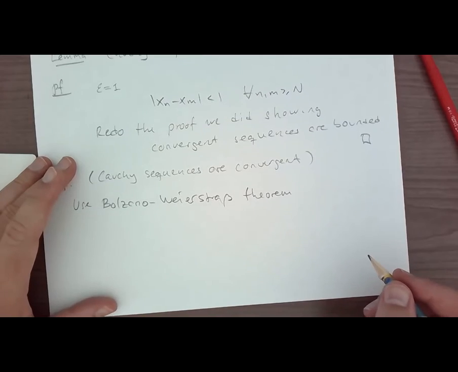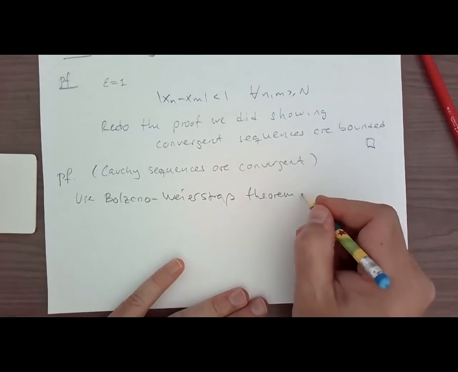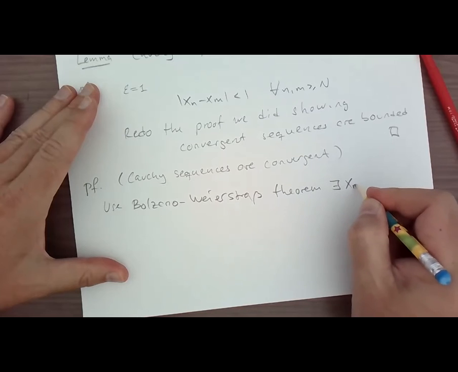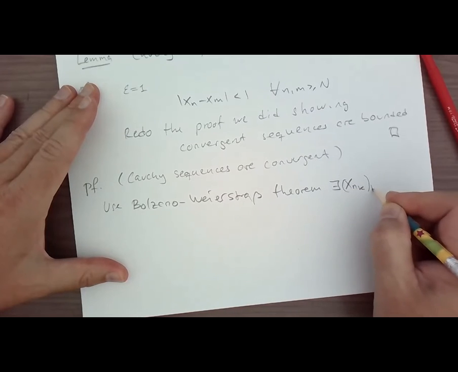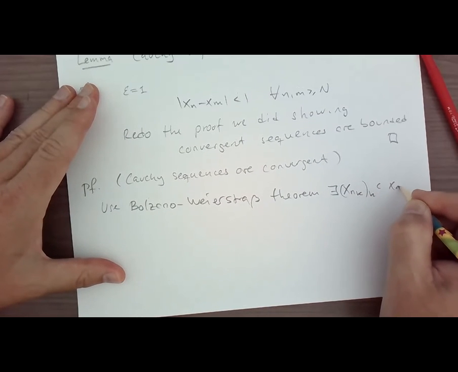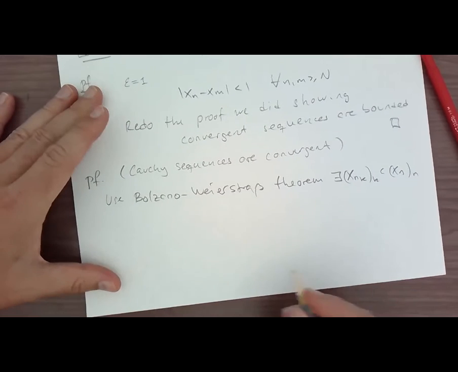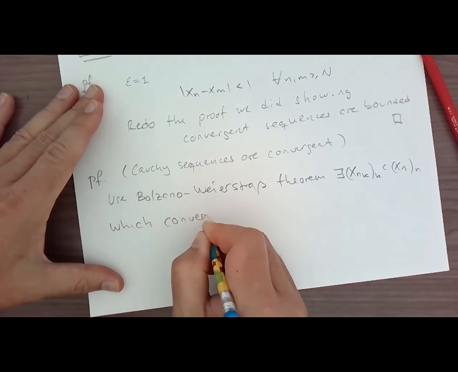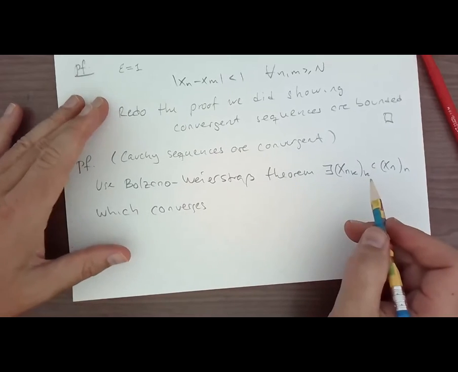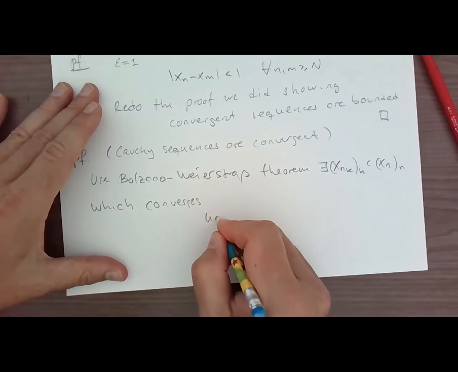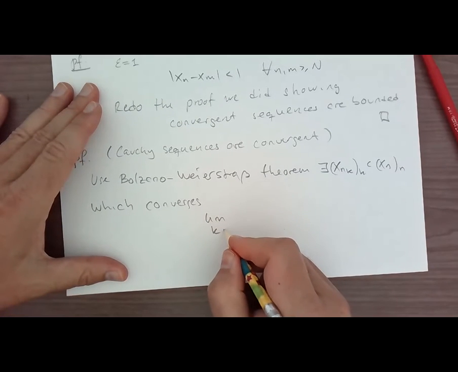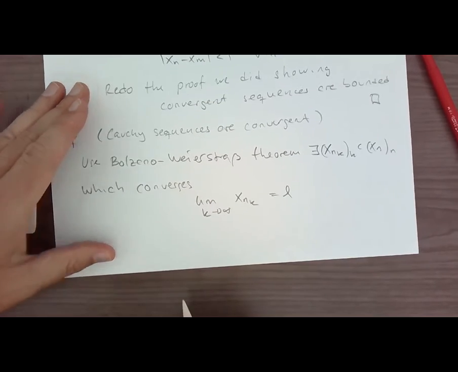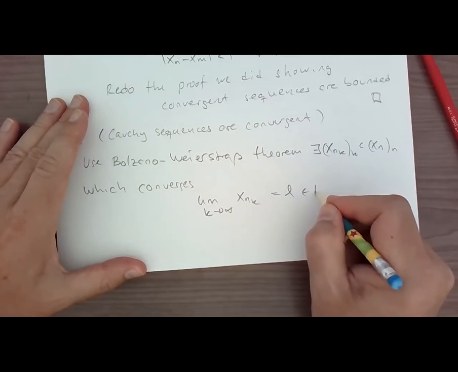And that was the one we proved last Wednesday, right? So it says that you can find a subsequence. So there exists a subsequence x_{n_k} inside x_n which is convergent. So there exists a subsequence which converges. So the limit as k goes to infinity of x_{n_k}, you're going to get a finite limit.